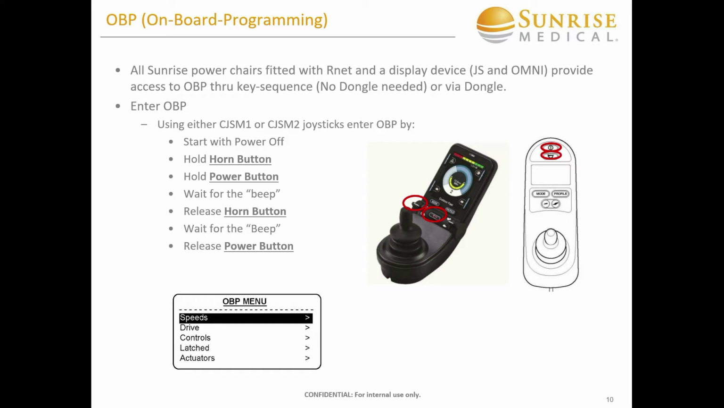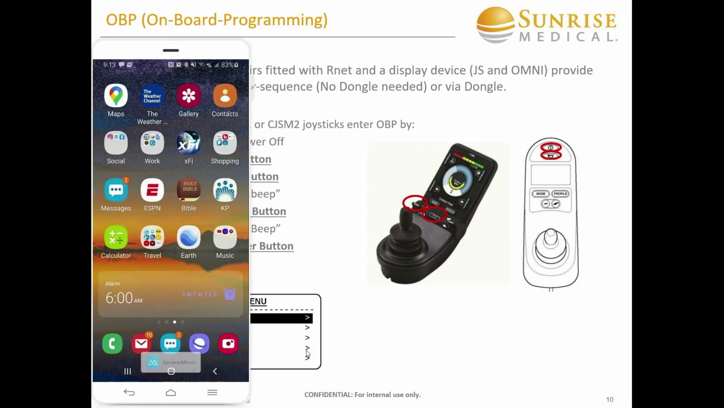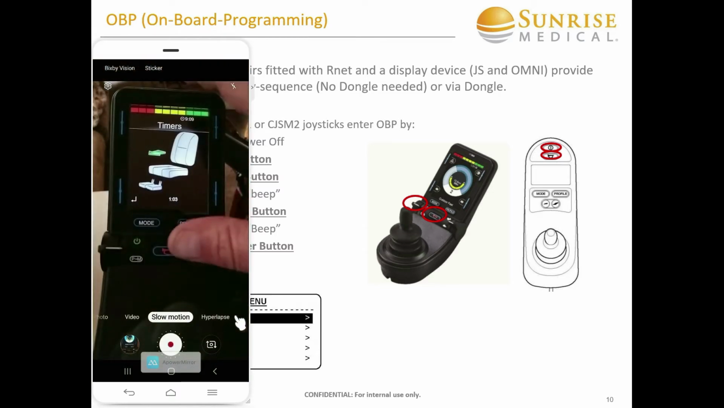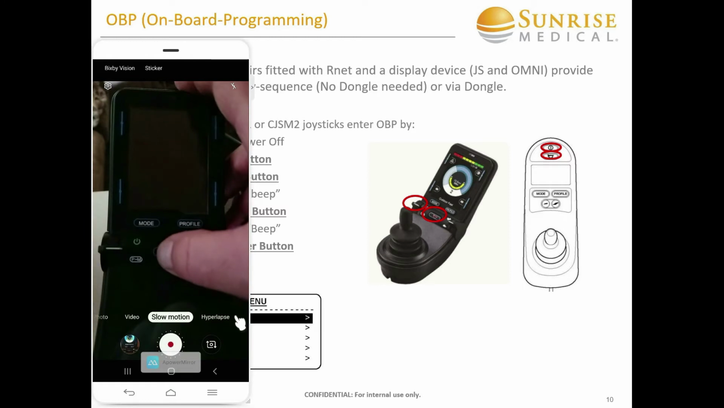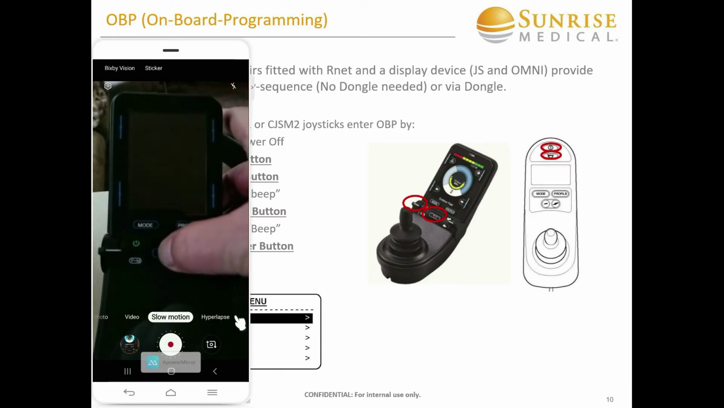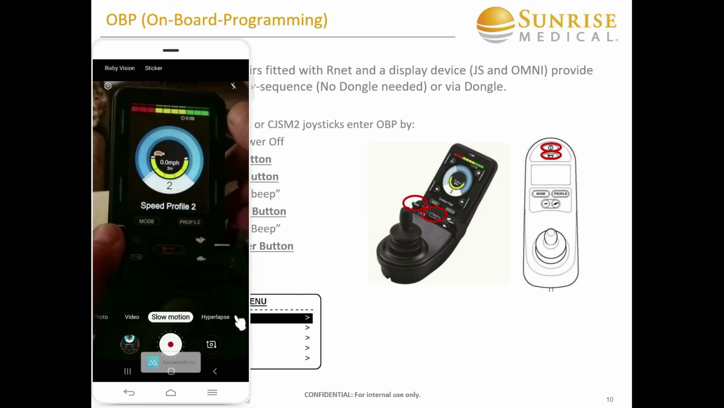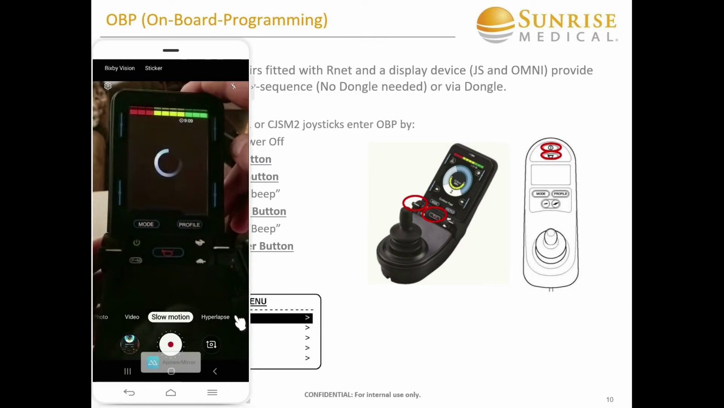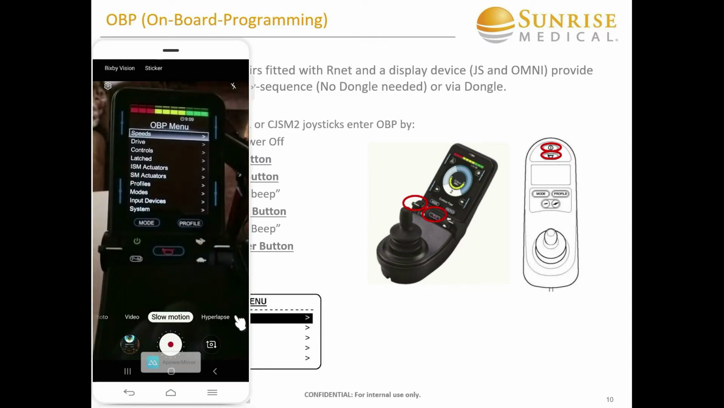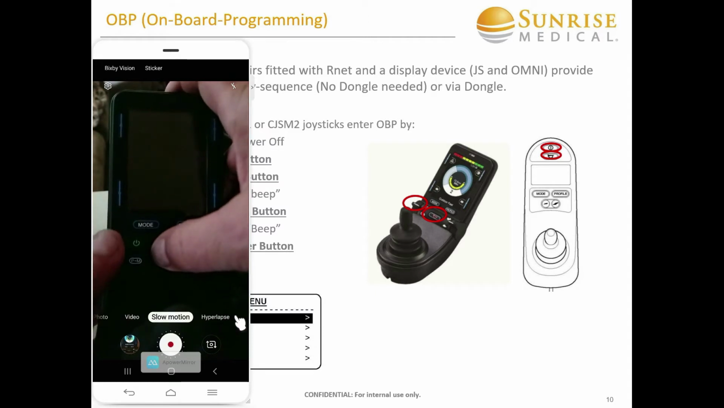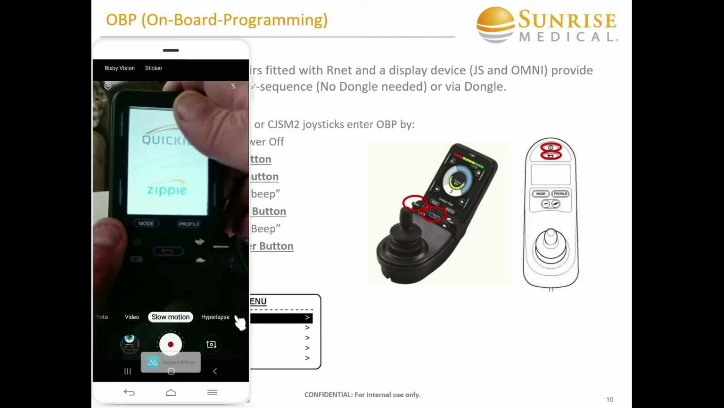So I'm going to switch back and I'm going to show you how to get into this again. Again, my camera keeps going to sleep. So what we're going to do is turn the power off. I'm going to hold the horn button and hold the on-off button. You hear a small beep, then you let go of the horn button. You hear another small beep, and you let go of the on-off, and now you've entered into the onboard programming. So again, I'm going to do that quickly so that you can see it again. Horn, on-off, horn, on-off.